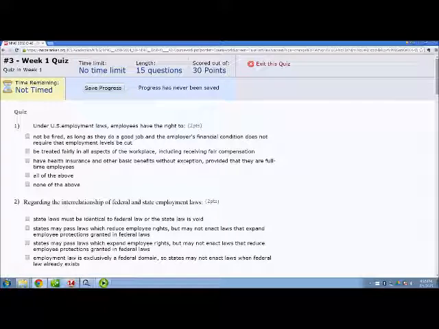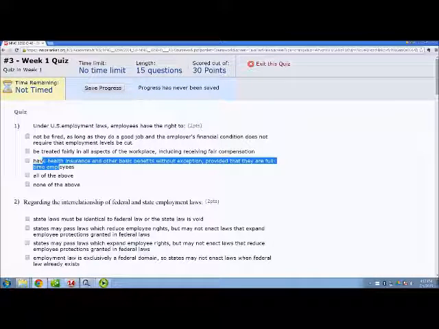Okay, so we know A is incorrect. B, be treated fairly in all aspects of the workplace, including receiving fair compensation. Well, fair is a pretty squishy word, and I feel like I've been treated unfairly lots of times at work. So I'm thinking back to the reading, I'm thinking back to the PowerPoints and the lecture, and nowhere in there did it say that I had to be treated fairly. It said I couldn't be discriminated against. It said that there were certain laws to protect some of my rights, but it never said I had to be treated fairly. So I think B is wrong as well.